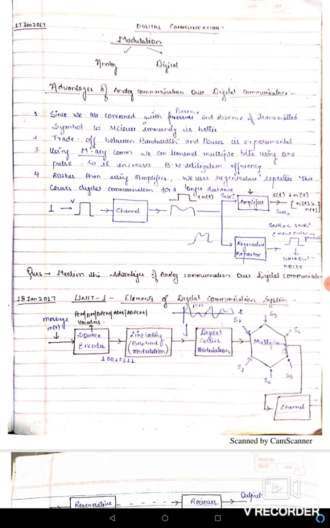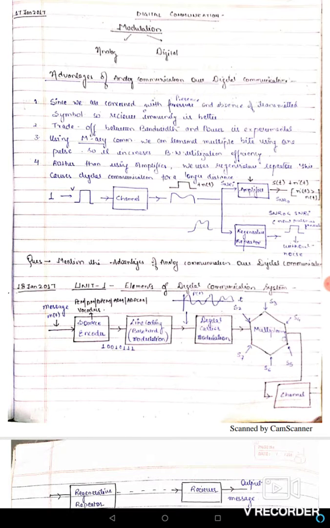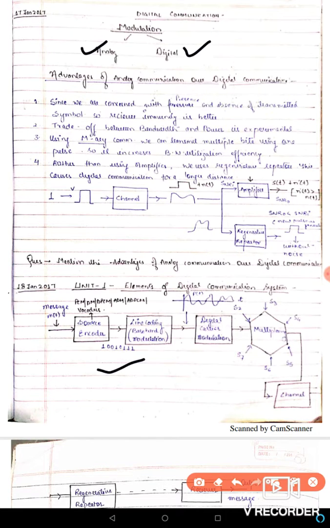If you ask, modulation is divided into two parts: one is analog modulation, the other is digital modulation. The difference between analog and digital communication is that we are using digital modulation techniques, and the data which is available at the input is digital in nature. If you see this diagram, that is a block diagram of digital communication.